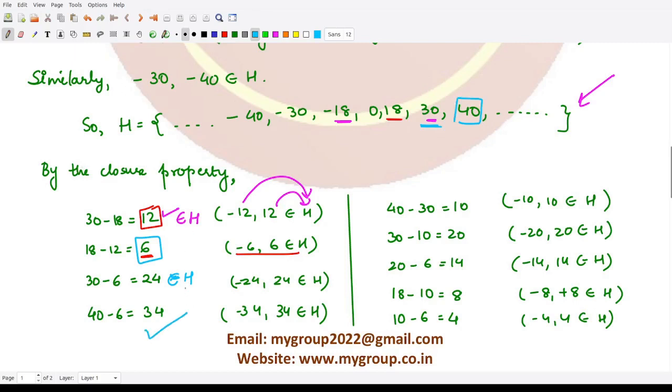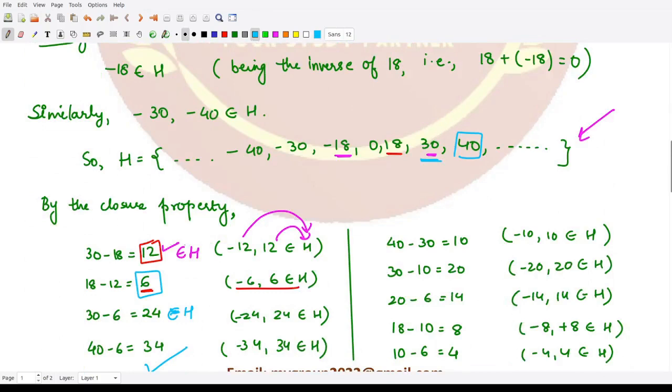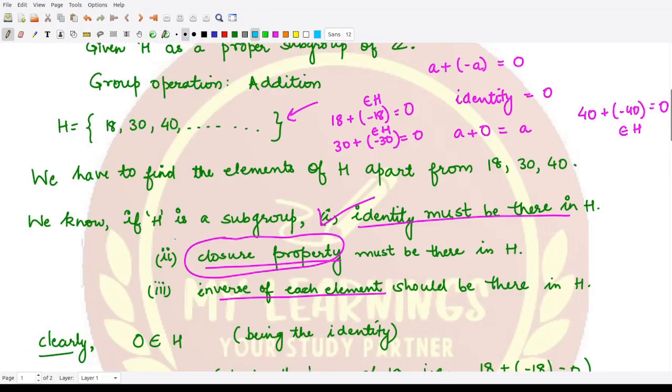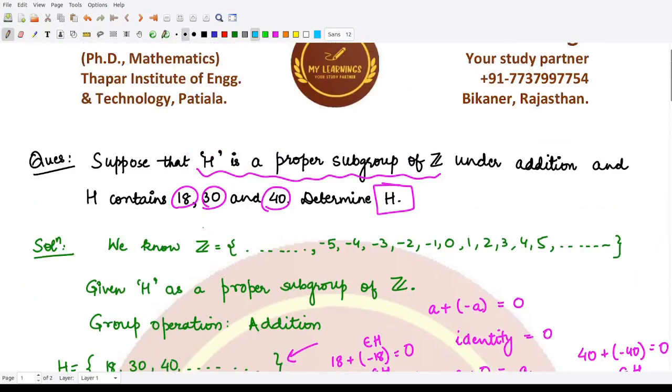In a similar manner, this is the most basic way to find various elements of this subgroup, right? By checking the closure property, you can keep on doing like this. You can apply it to various combinations. Now there are infinite combinations, and if you go on finding them, it would take forever. But this is how you can initiate your process, and you can have some idea about your subgroup H if you don't know the actual result.